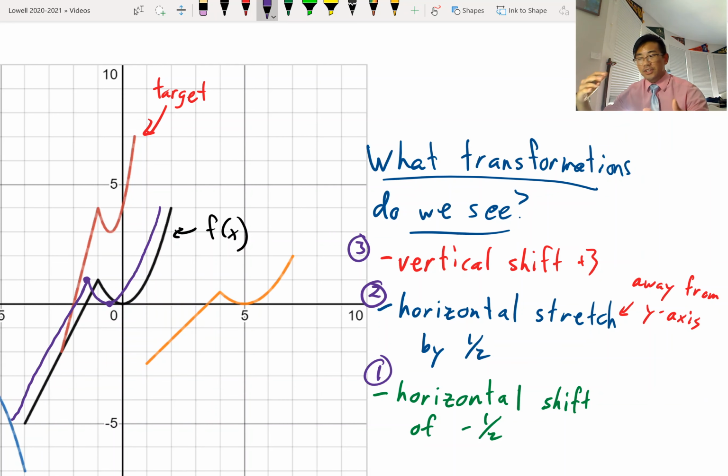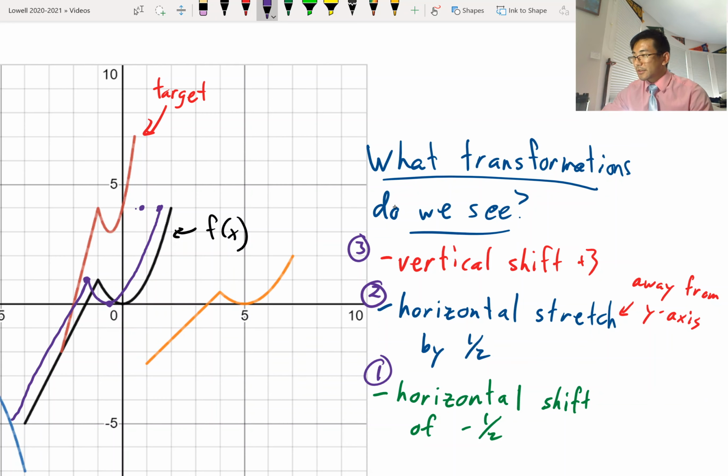Now I'm going to stretch it. But remember, your stretching happens relative to the y-axis. So if this point right here is now at 1.5, this point right here, its x-coordinate is now 1.75. So 1.5 will be right around there.